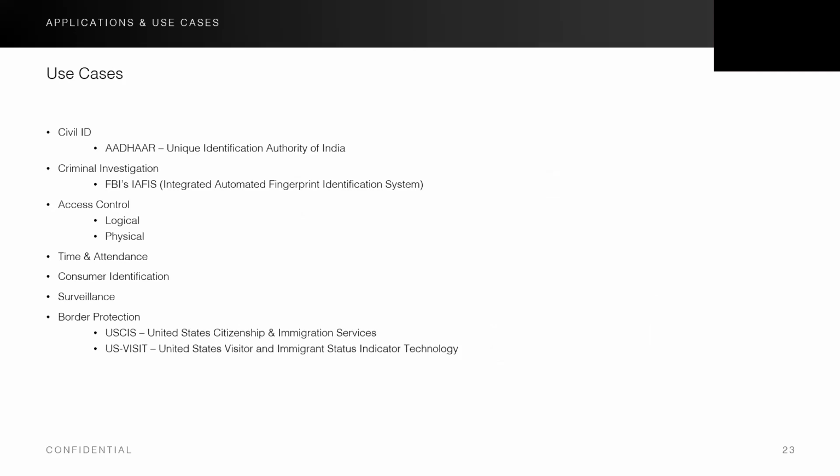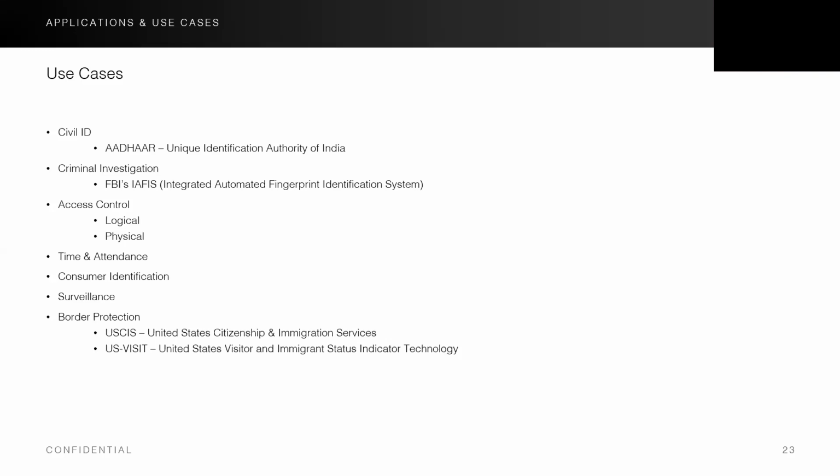There are already several use cases that exist in our knowledge right now in the world, some of which include civil ID. For example, the Aadhaar project, which is the Unique Identification Authority of India initiated project for providing a unique civil ID number for the 1.2 billion population of India, is the largest biometrics-based project to be undertaken in the world. For criminal investigation purposes, the FBI's Integrated Automated Fingerprint Identification System that I had already alluded to earlier.